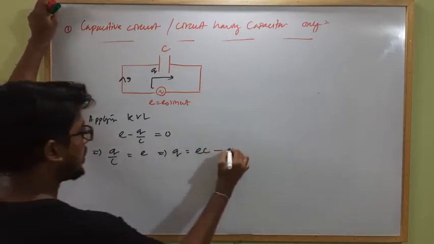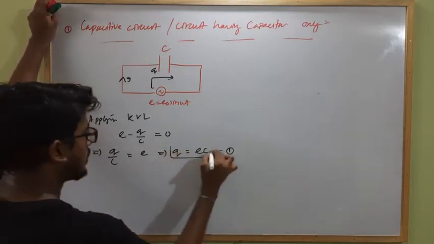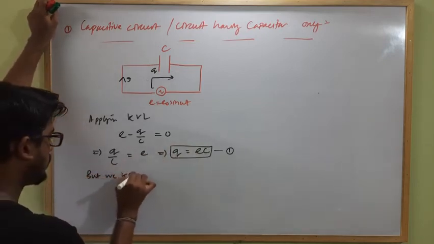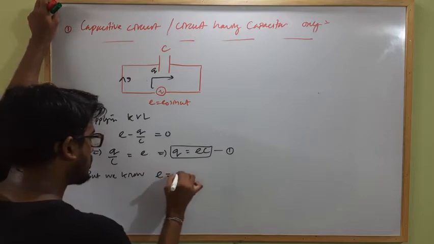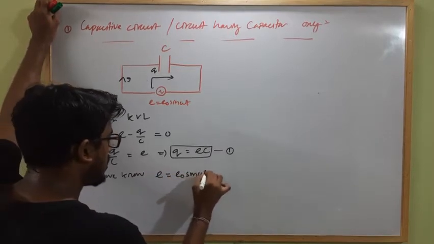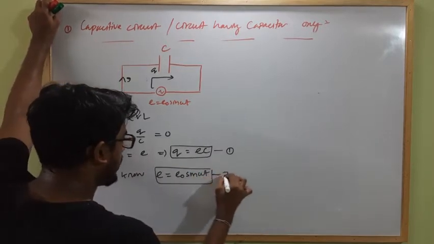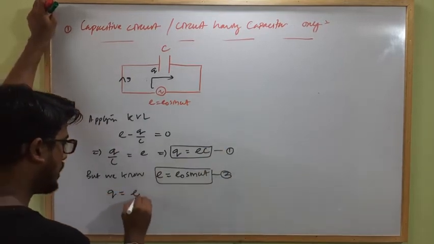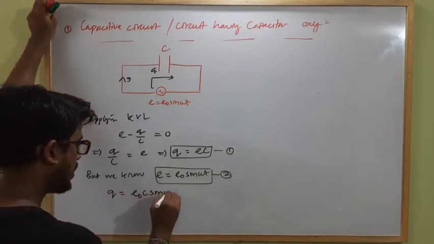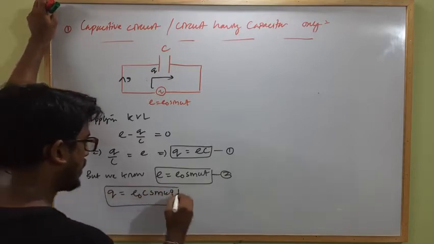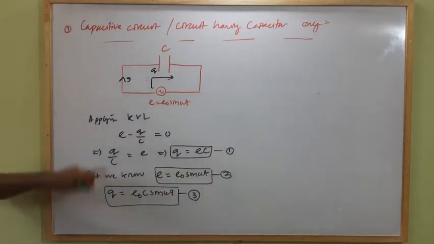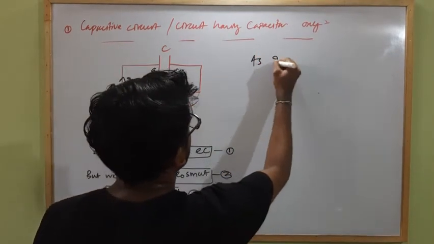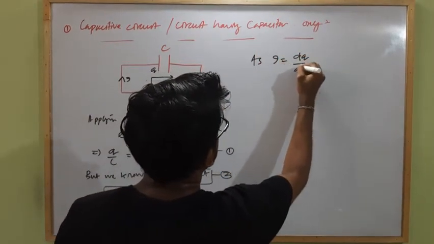Let it be equation 1. But we know E equal to E naught sin omega t, equation 2. So using 2 in 1 we will get Q equal to E naught C sin omega t, equation 3. Then what is the value of current? As I equal to dq by dt.